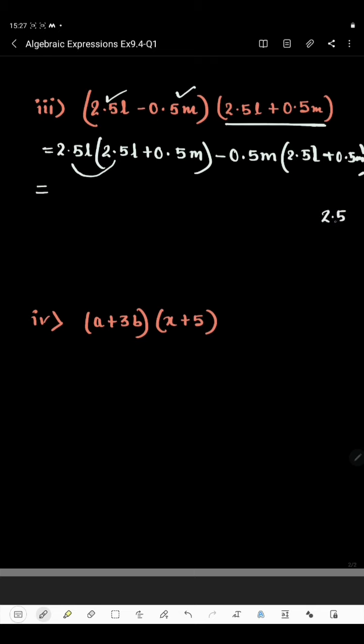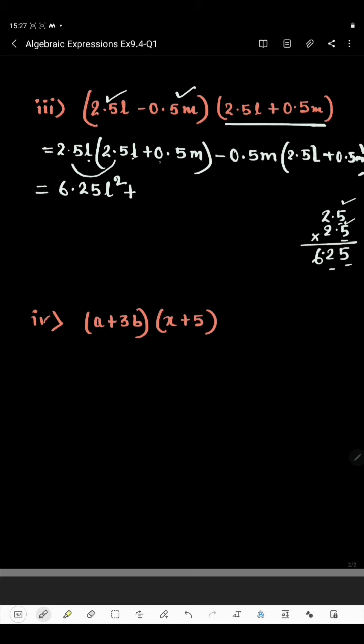Okay. Now 2.5L to be multiplied by 2.5L. So 2.5 into 2.5. If you ignore the point, it will become 25 into 25. So when we multiply this, we will get 625. Okay. Now we will have to put the point. We'll just count the places right of the decimal, which is 1, 2. So here we will put the decimal: 6.25. Now L into L, here is 1L and here is 1L, so it will become L square.